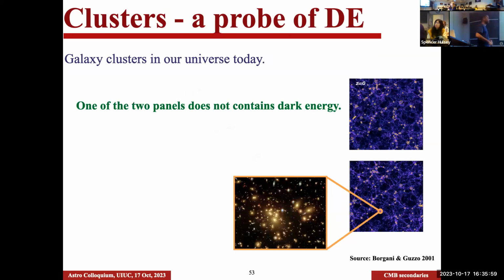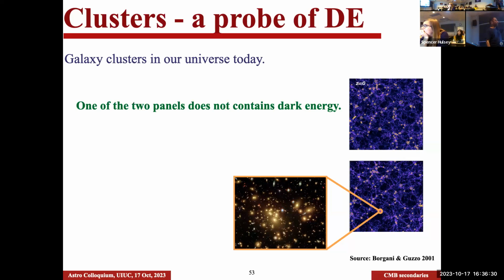So this is a very, very quick schematic to show that clusters are very good probes of structure formation, in this case, dark energy. There are two panels. These are coming from simulations. And these two simulations are different in that one does not have dark energy in it. Okay, so we are seeing the cosmic web there. And then the yellow circles are galaxy clusters. You can see that these are sitting at the nodes of these filaments.